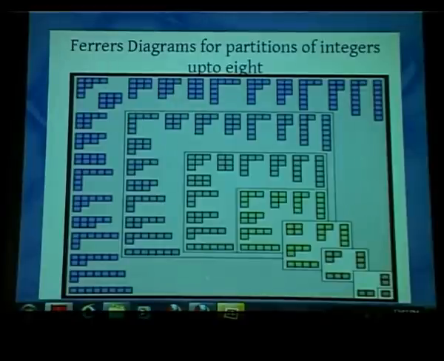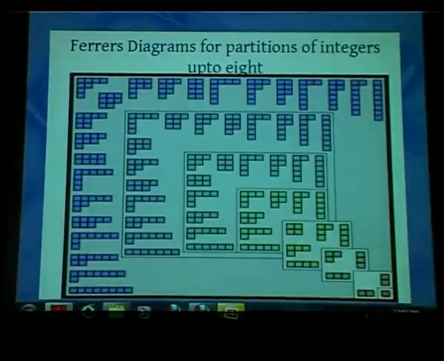Now up to integer 8, I am showing this. For integer 1, there is one way of splitting and one Ferrer's board, and for integer 2 this is 1 plus 1 and this is just 2. This is 1 plus 1 plus 1, this is 2 plus 1, this is just 3. So like this, just for 8 itself you have this many partitions. So partitions grow rapidly when n increases.